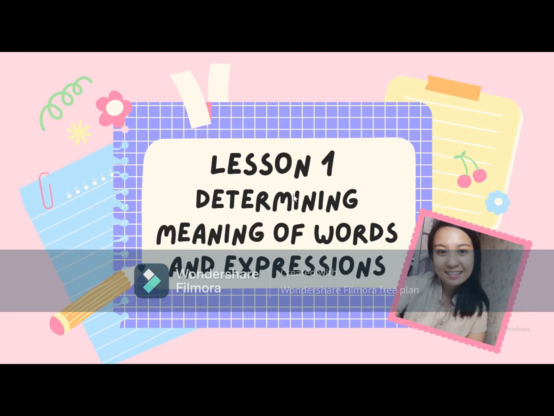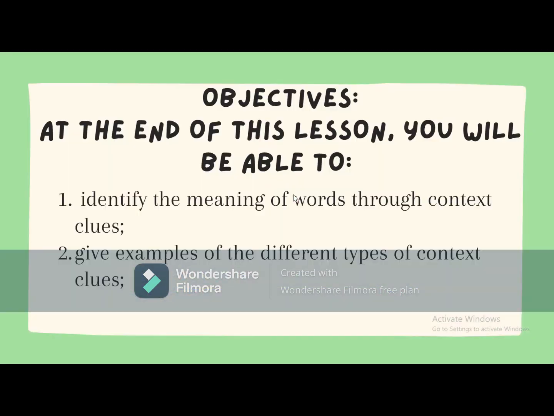Lesson 1, Determining Meanings of Words and Expressions. For our objective, at the end of this lesson, you will be able to identify the meaning of words through context clues and give examples of the different types of context clues.